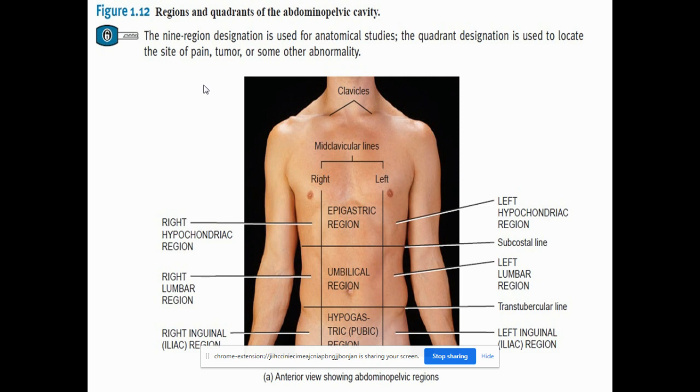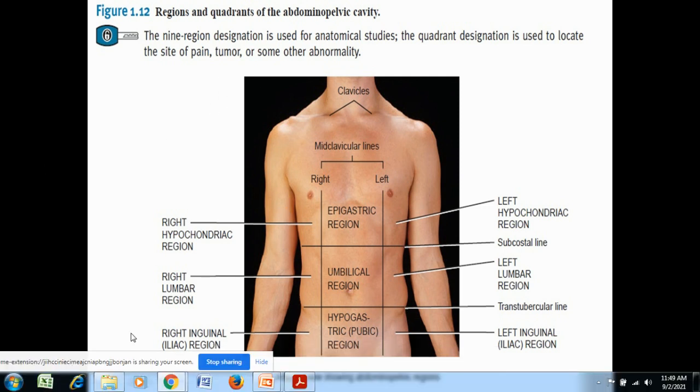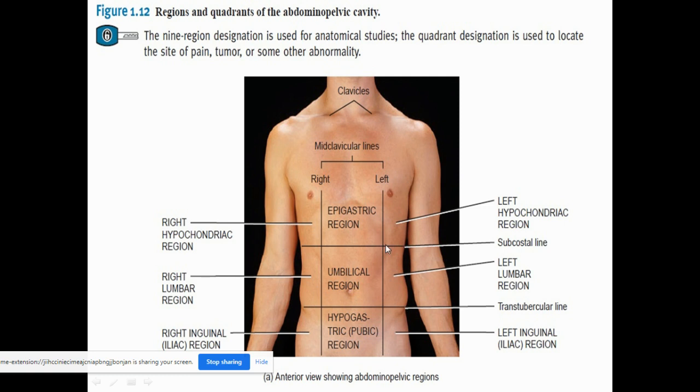So there are 9 regions. In one study they have given around 9 regions for the different parts of the body. So they have described the regions. There are some vertical lines and horizontal lines. You can see from the picture there are two horizontal lines, one is the subcostal line and the transtubercular line. These are the two lines which divide the body into 3 central regions.